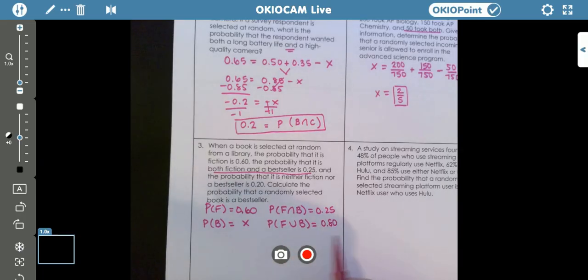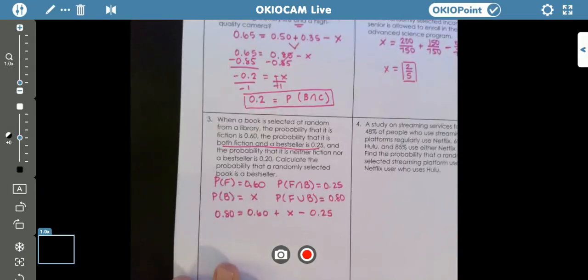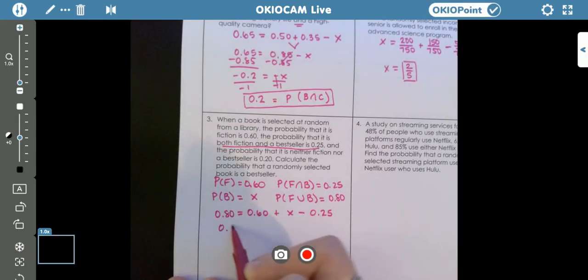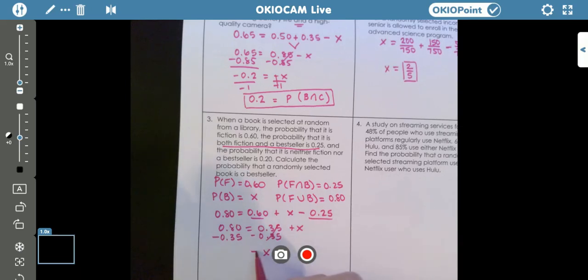So now I can set up the formula. The formula says the OR equals 0.60, the probability of fiction, plus the probability of the other, which I don't know, is X, minus the probability of the overlap, which was 0.25. All right, so if I combine these here, I end up with 0.35. Then if I subtract, I get X equals 0.45.